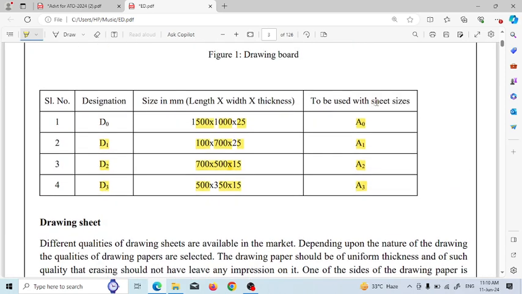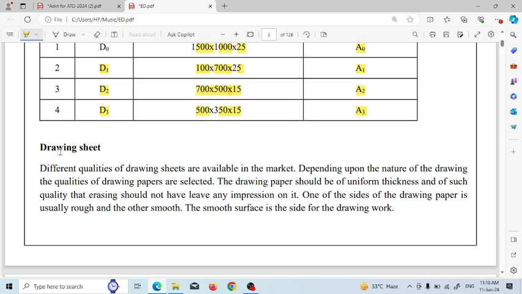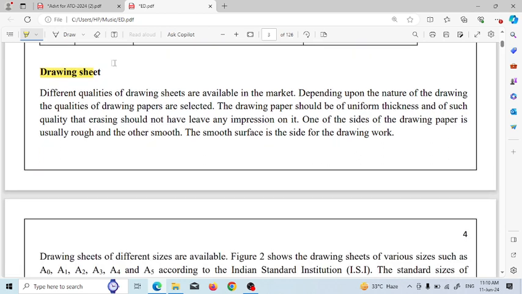Next we have to know the various sizes of sheet. So let us discuss the drawing sheet, that means the sheet size. Different qualities of drawing sheet are available in the market, and depending upon the nature of the drawing, the quality of drawing paper is selected. The drawing paper should be of uniform thickness and of such quality that erasing should not leave any impression on it. So we have to draw on the sheet and it should not leave any impression after erasing it. So we have to choose that quality of drawing sheet.